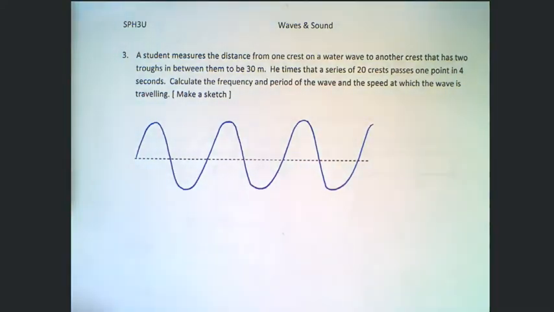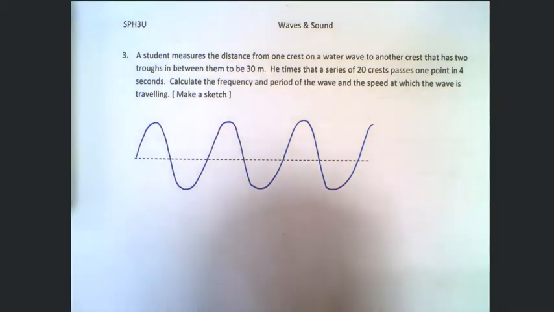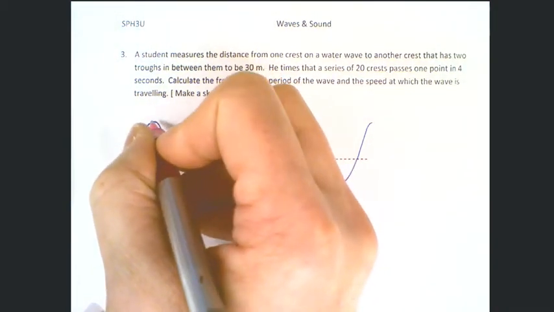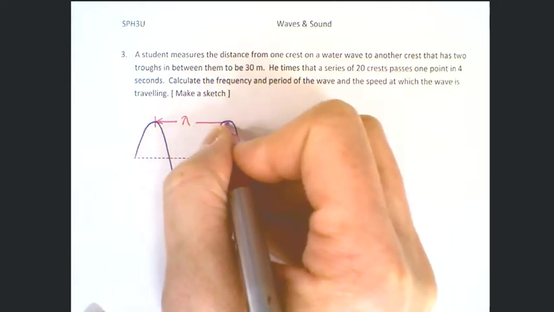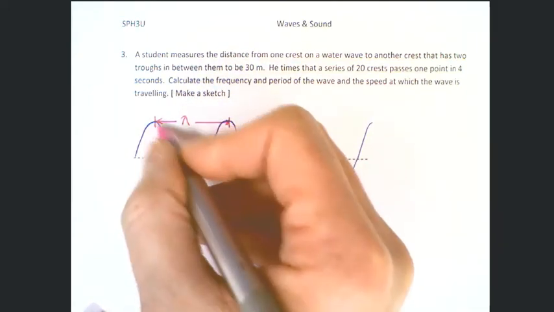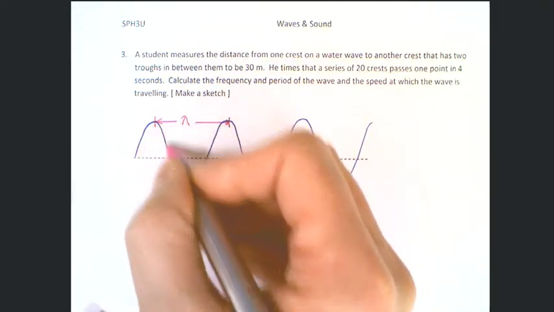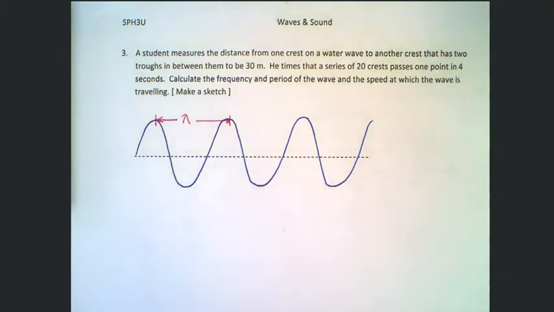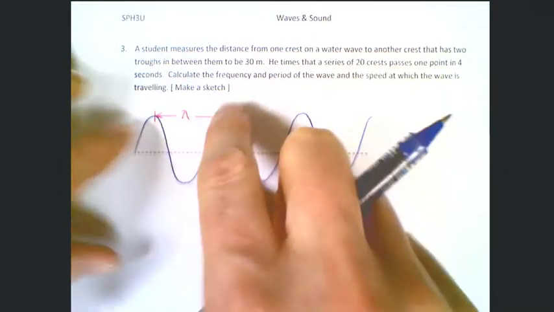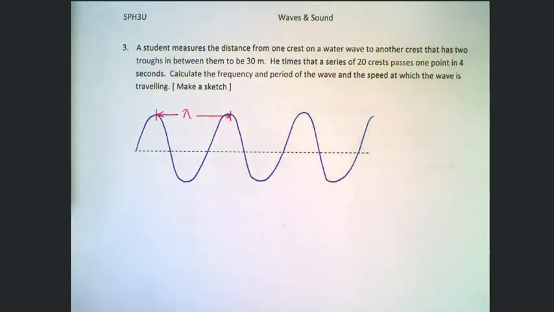Okay. Now we know that one wavelength is still, that doesn't change anything, it's still from here to here, 1 cycle. That's the time it takes to do that one pass, is the period, the distance, the horizontal distance measured from crest to crest is the wavelength. We talked about this.